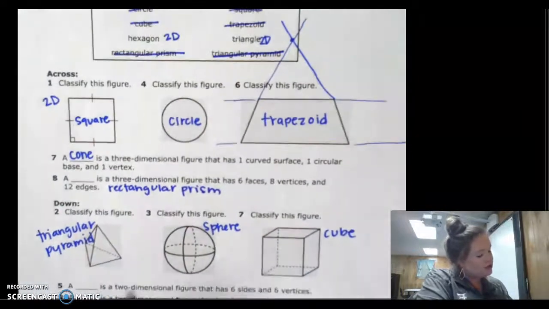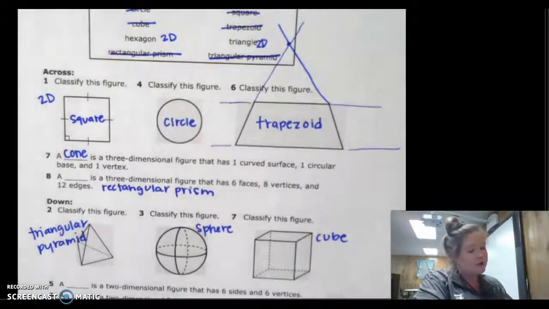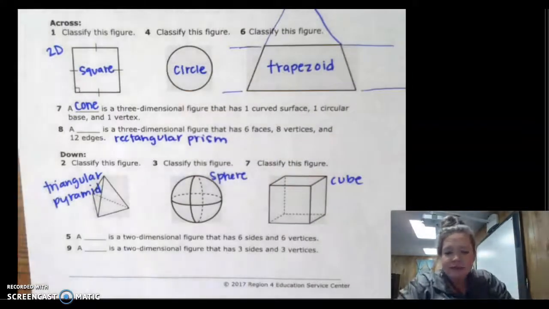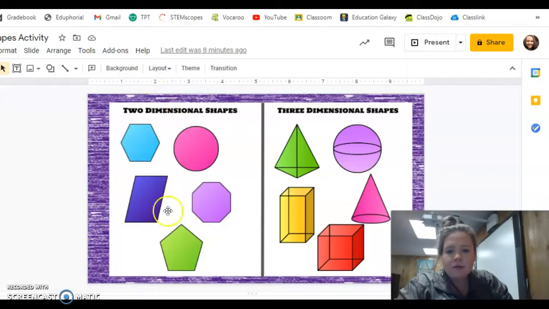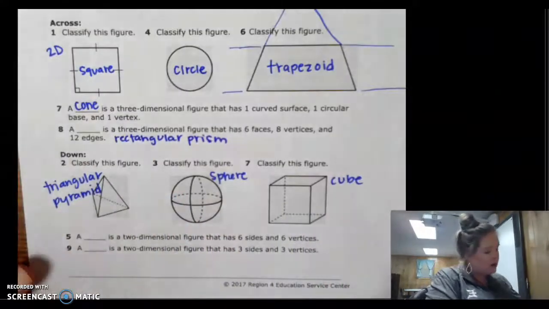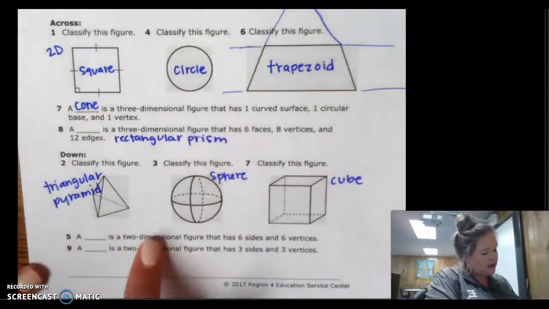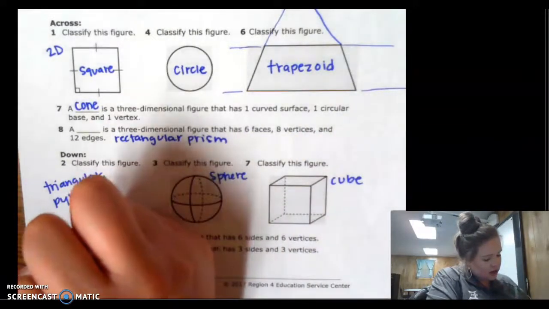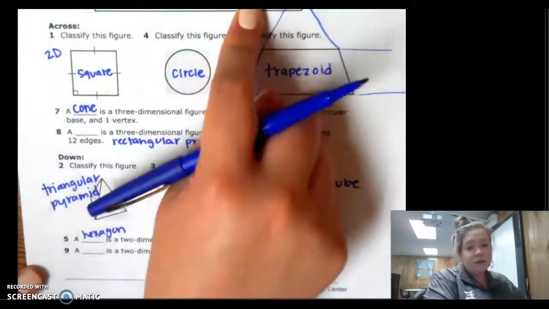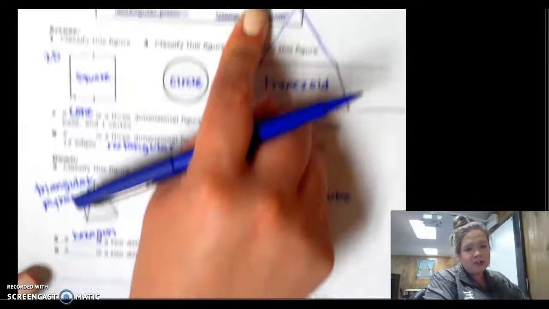A blank is a two-dimensional figure that has 6 sides and 6 vertices. What 2D figure has 6 sides and 6 vertices? Good job. You guys are doing a really great job, and we are remembering our geometry vocabulary. A hexagon. And that means that this last one has to be a triangle, but let's make sure just in case.